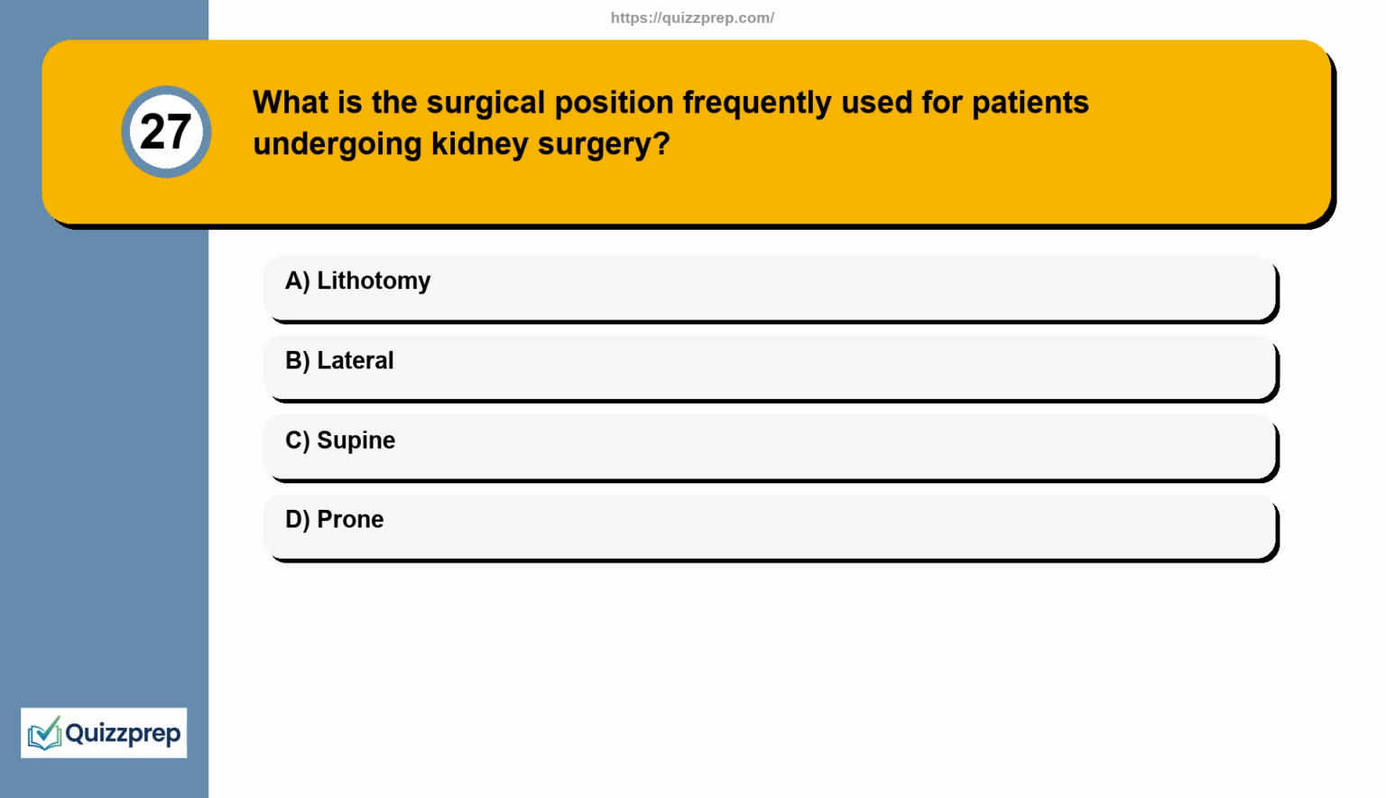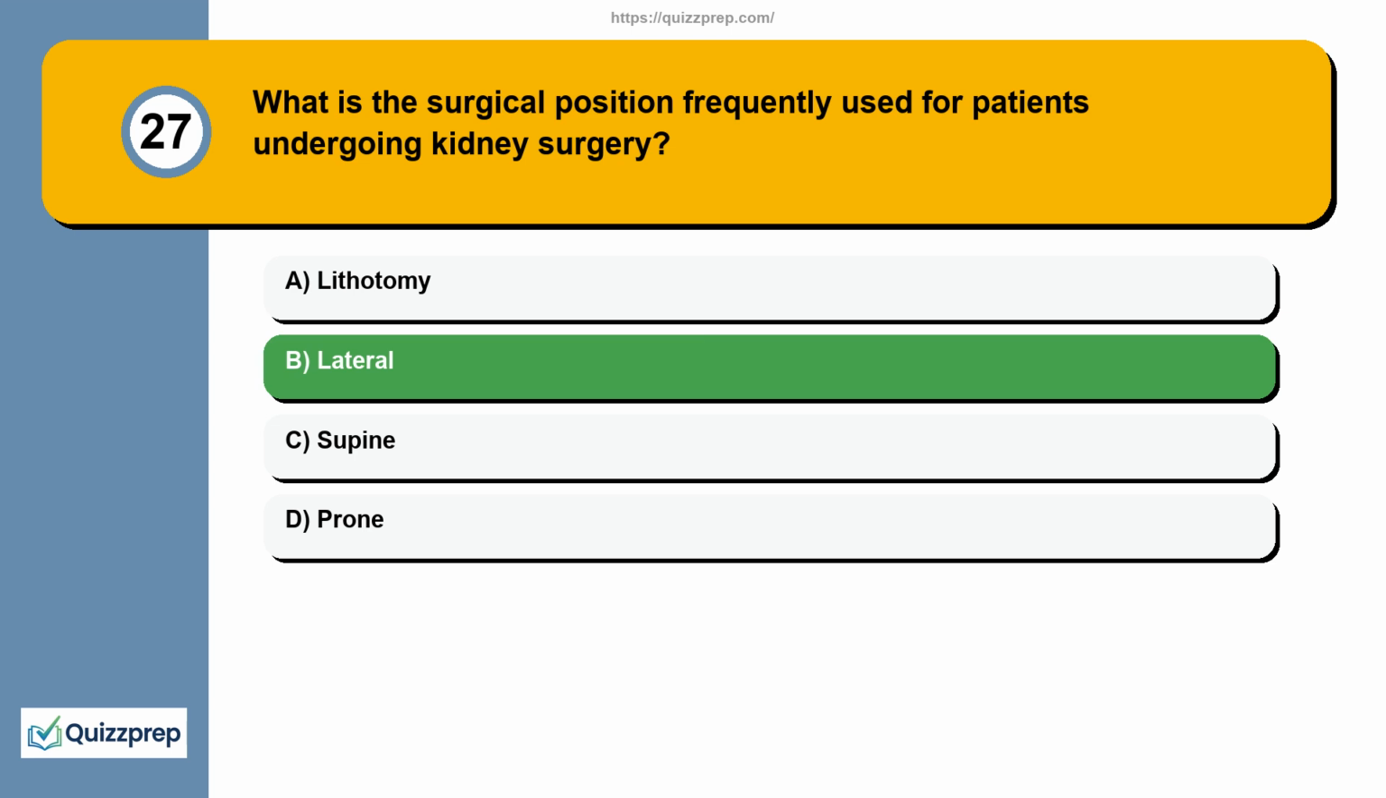Question 27. What is the surgical position frequently used for patients undergoing kidney surgery? Option A, lithotomy. Option B, lateral. Option C, supine. Option D, prone. The correct answer is option B, lateral.